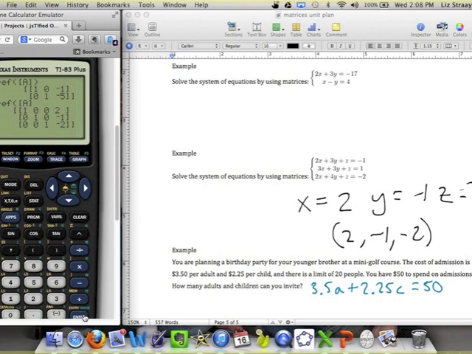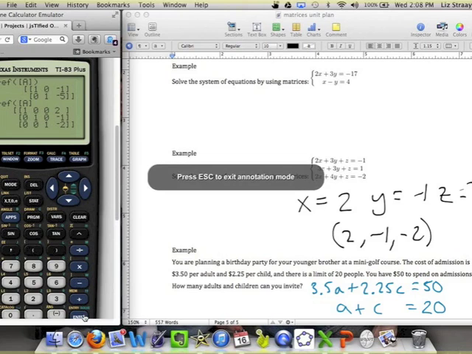Then we're only allowed to have 20 people, so our total number of adults and total number of children should be 20. So we have one equation that represents the cost of this event and one equation that represents the capacity of this event. Okay? Then we can put these in as a matrix.